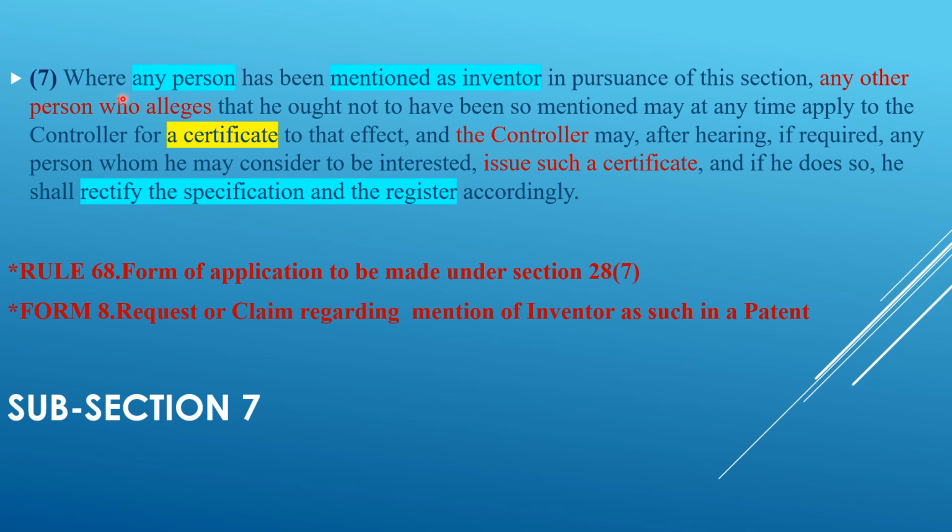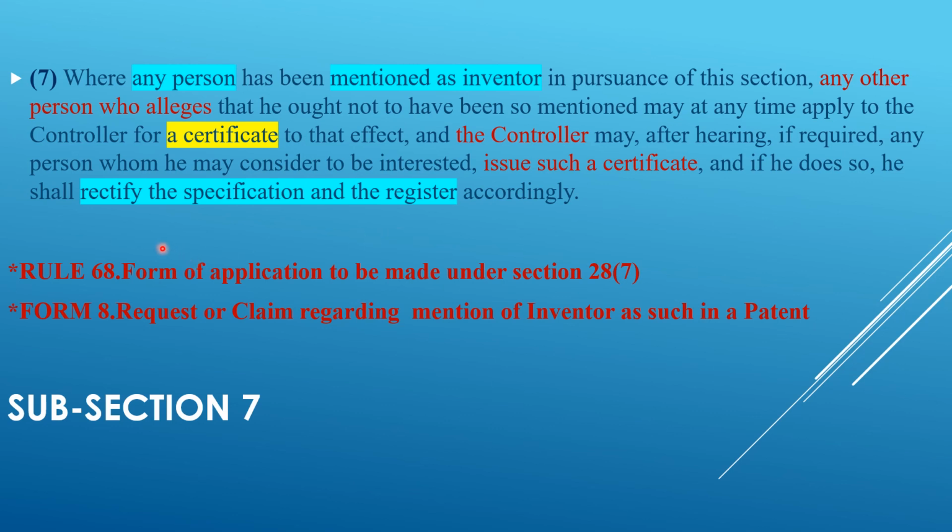So let us read it again. Where any person has been mentioned as inventor in pursuance of this section, that means a person who is mentioned as an inventor as per this section, any other person who alleges that he ought not to have been so mentioned. Remember this. May at any time apply to the controller for a certificate to that effect, and the controller, after hearing, if he thinks so, that means this is possible, if required, any person whom he may consider to be interested, issue a certificate. And if he does so, that means if he issues such a certificate, he shall rectify the specification and the register accordingly. That means the rectification of the specification and the register is also done.